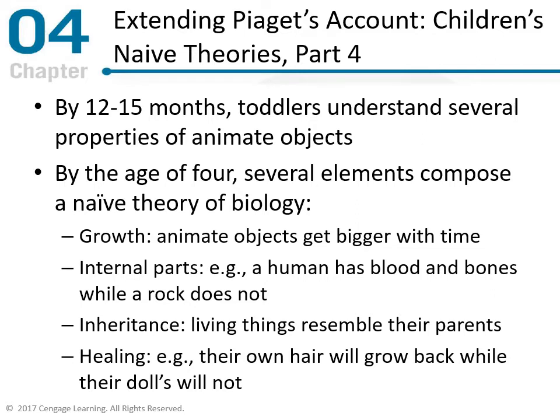So just remember that by 12 to 15 months, they determine that animate objects self-propel, move in irregular patterns, and can act to achieve goals. We talked a little bit about that earlier. And that only living things can have offspring, that's inheritance. So if a dog is brown, you could ask a kid what color was the mom, and they would say brown. So they understand that they look similar.